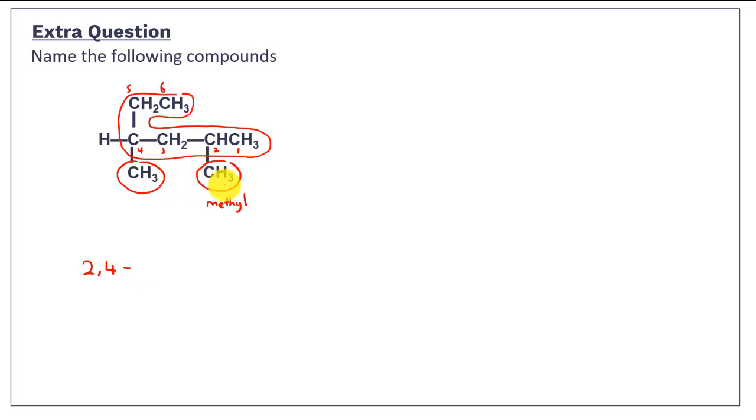Each of them represents one methyl group. So we have 2 similar groups and we use the prefix di. It becomes dimethyl, and the parent chain has 6 carbons, so it will be hexane. 2,4-dimethylhexane. So for this example, we try to figure out which one is the parent.